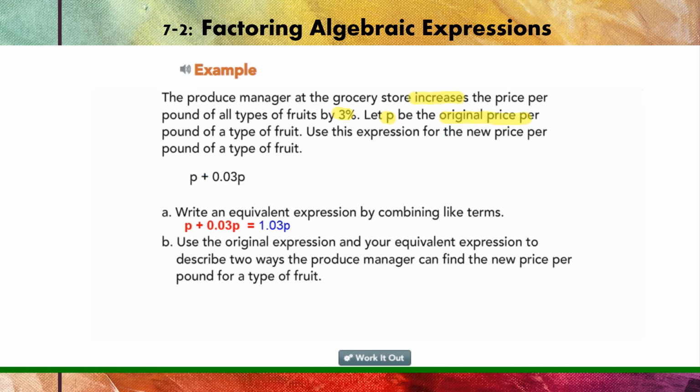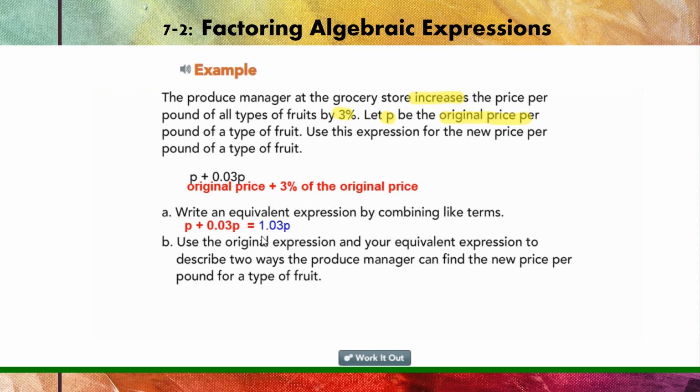So what this is saying in words, that P is the original price per pound of fruit plus 3% of the original price. So this is what the original expression is saying. The original price plus 3% of the original price. So you have to know what the original price was. Then you have to find 3% of that. Then you have to add that back to the original price to figure out what the new price is after the increase. Now, if we look at the second expression, we have 1 3/100 P.